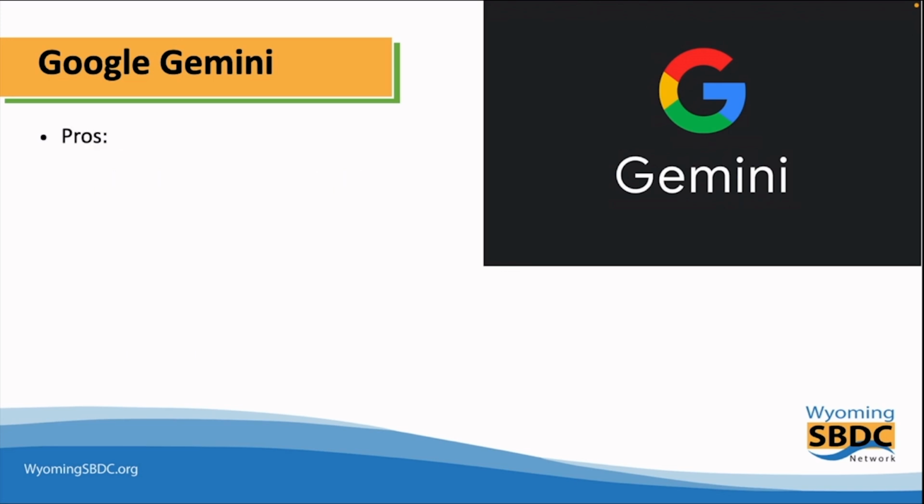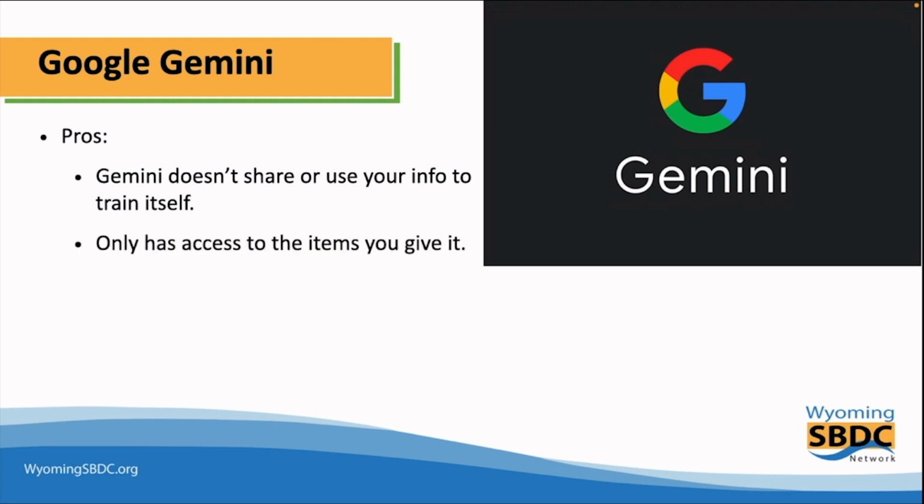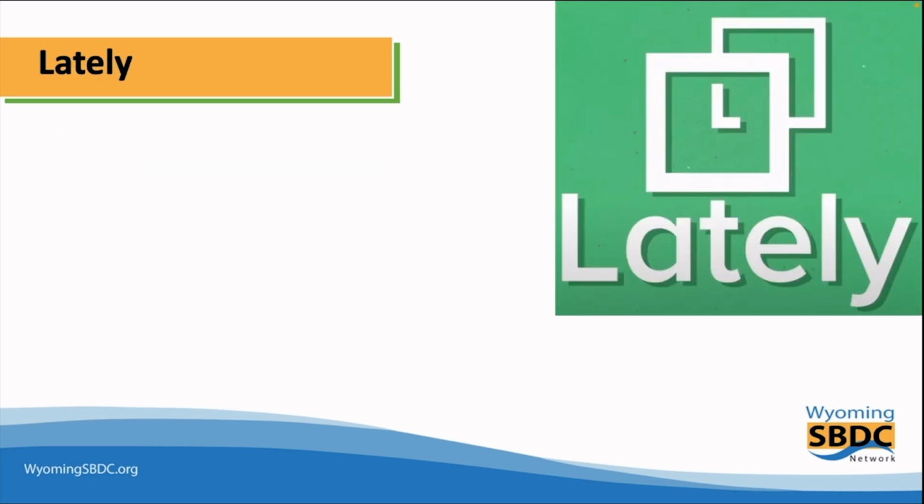So, what are the pros of Google Gemini? Well, Gemini doesn't share or use your information to train itself or store any of that information, as well as it only has access to the items that you specifically give it access to in your specific instance or across your company's instance. The only con is really that it locks you into Google's ecosystem for its use, but for small businesses, this isn't a big issue since, starting off and getting everything going, it's a good and useful resource.